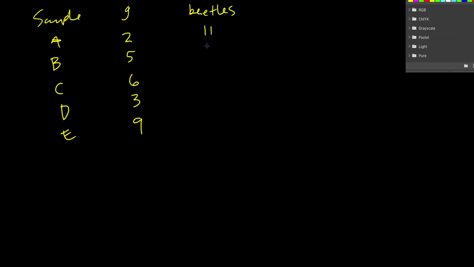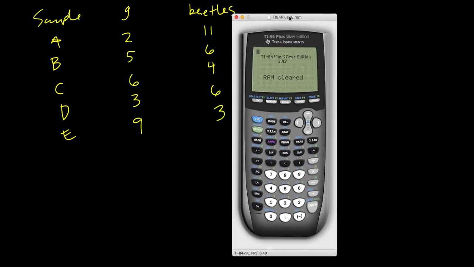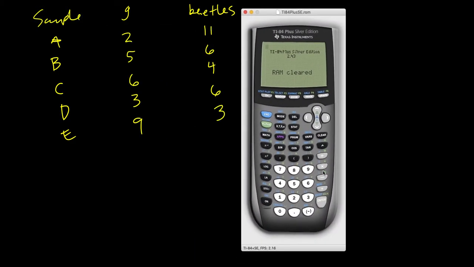And so that's going to be 11, 6, 4, 6, 3. Okay. Now, what we're going to do is a linear regression. I'm going to pull out my calculator. First, we need to enter this into a list.